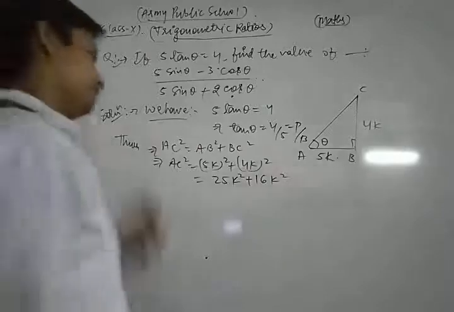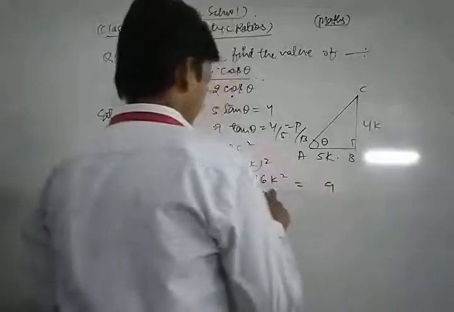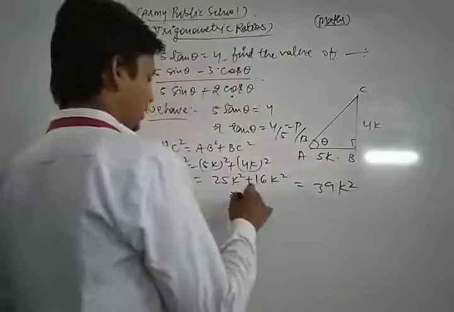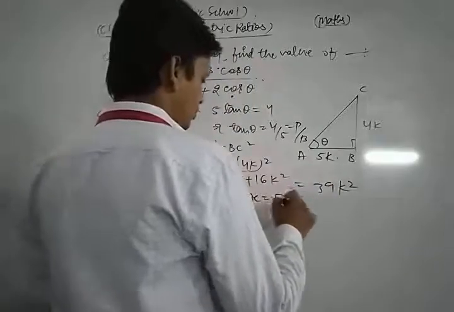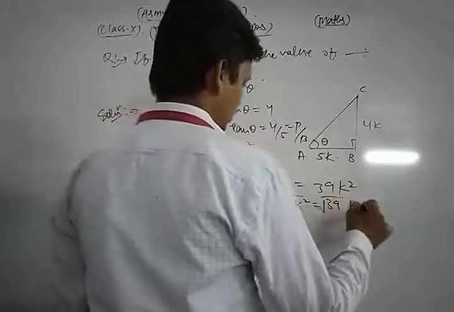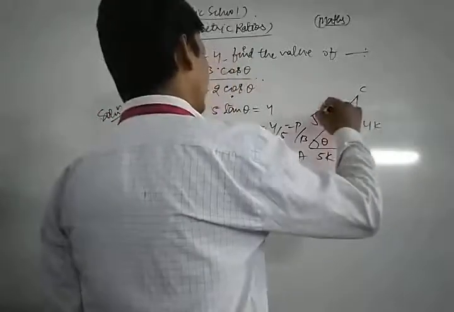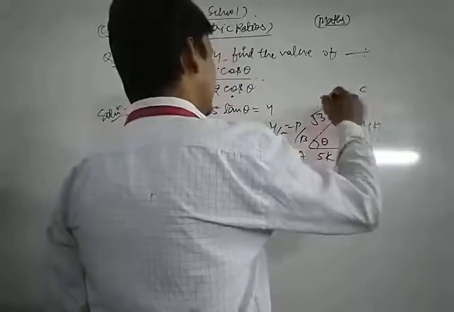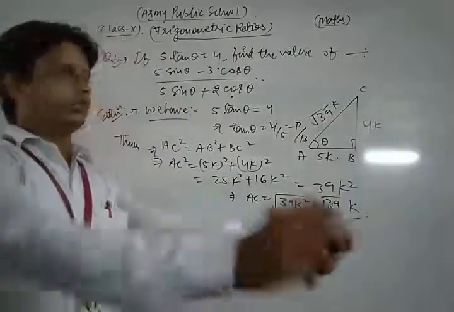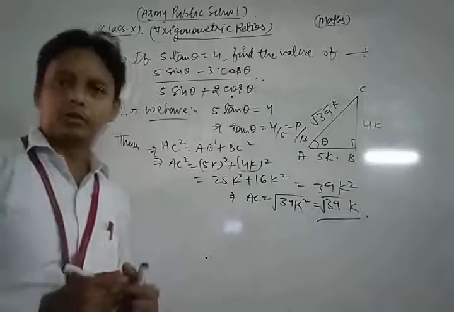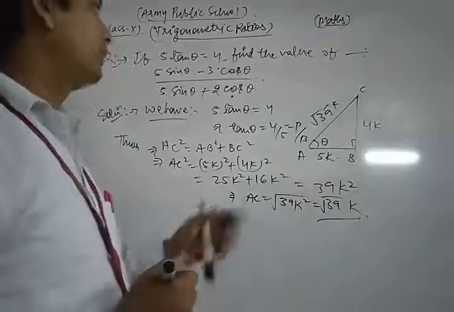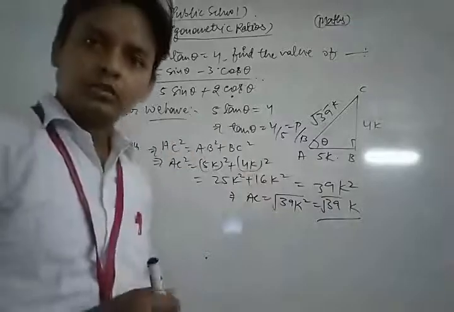So we get what? This is 41k square. Thus the value of AC is equal to under root 41k square, that is under root 41 into k. Okay, so this is the value of the hypotenuse AC. Now we find the value of sine and cos theta.